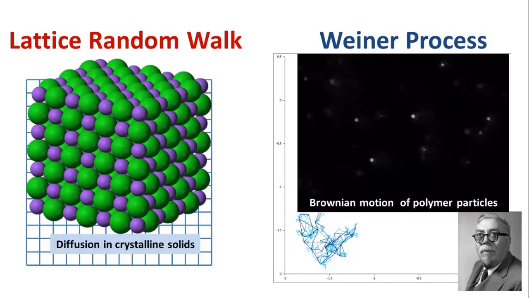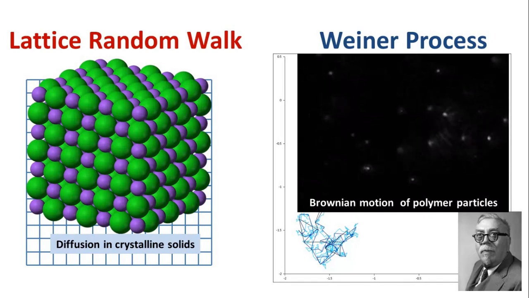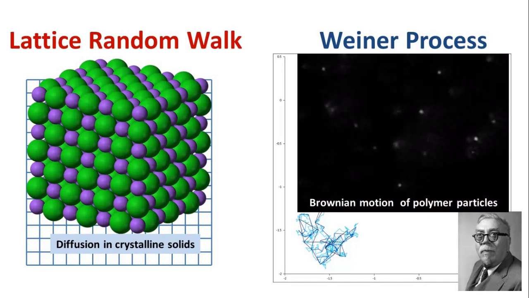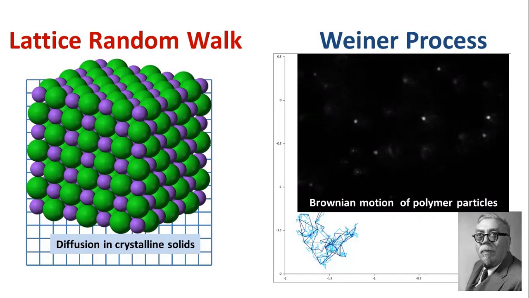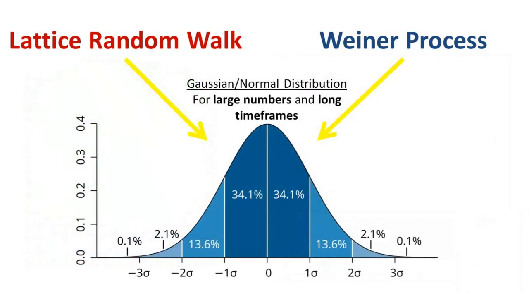A Wiener process is a better model for things like Brownian motion and fluids. A lattice random walk applies to something like diffusion of voids or impurity atoms through crystalline solids, where the atoms are arranged in an ordered lattice. Differences between the two processes are only important if you're looking at molecular scales or very short times. Otherwise, at human sizes and longer times, both processes converge to Gaussian statistics.